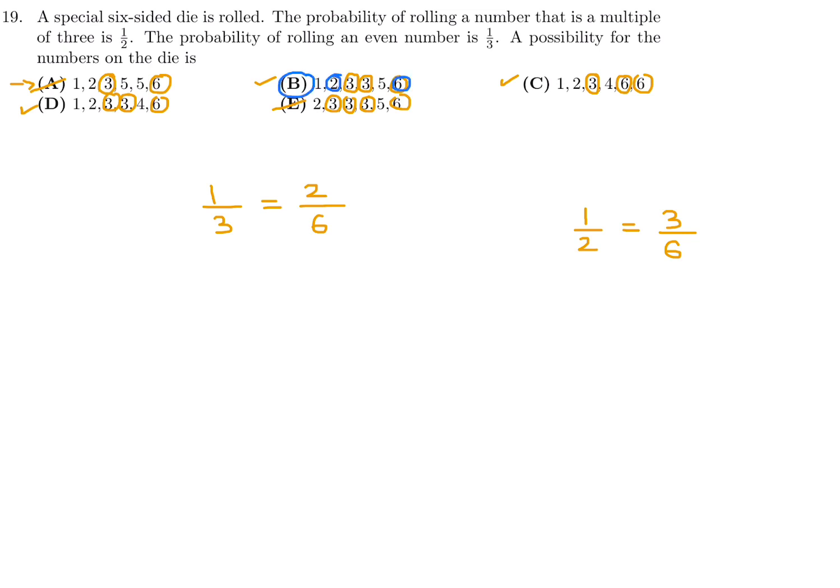But let's look at C and D. Do I have 2 even numbers? I have 1, 2, 3, 4 even numbers there. So that's wrong. How about D? Do I have 2 even numbers? I have 1, 2, 3 even numbers. So that's wrong. So the criteria of the question is fulfilled only by B for number 19.